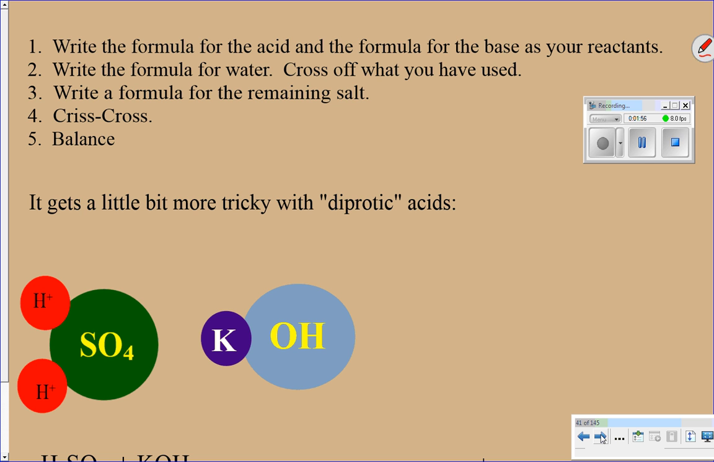Step 1, we write the formula for the acid and the formula for the base as your reactants. These can go in either order, but they both have to be on the left side of your reaction. Occasionally these will be given to you, so you don't always need to worry about step 1.